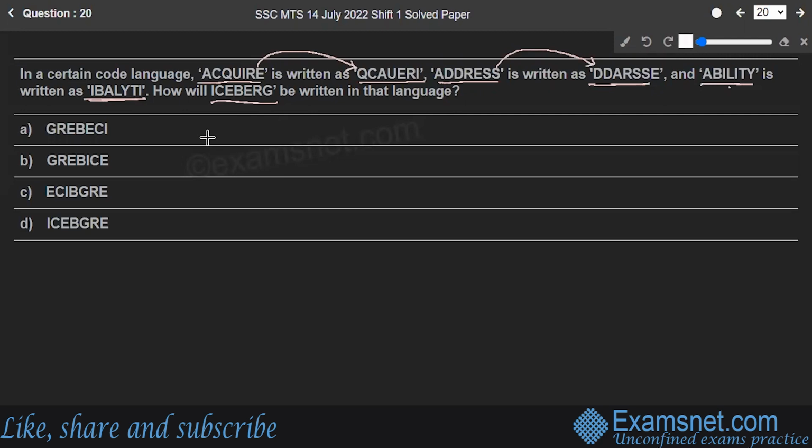In this question, we'll be using the same alphabetical place value table which we discussed and used in the previous question. Place value table. So I hope you have that table already with you. So let's go. First is acquire.